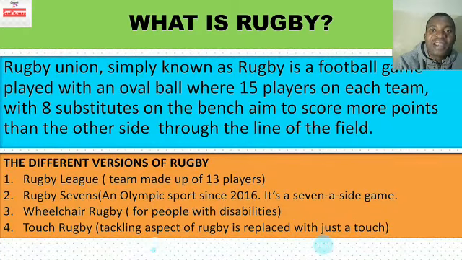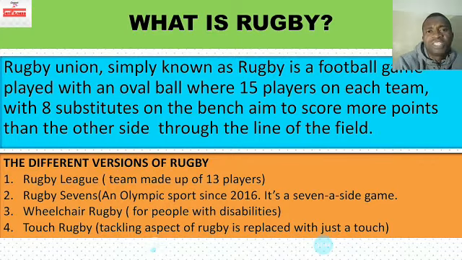What is rugby? Rugby union, simply known as rugby, is a football game played with an oval ball where 15 players on each team with 8 substitutes on the bench aim to score more points than the other side through the line of the field.